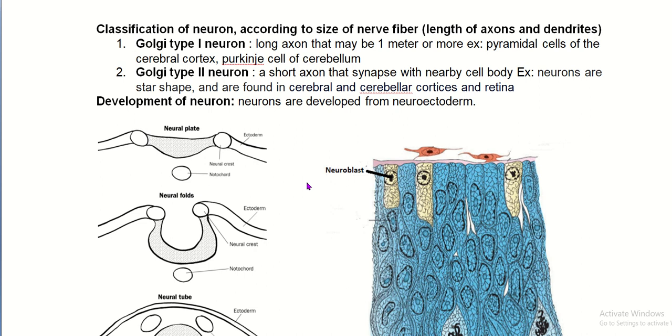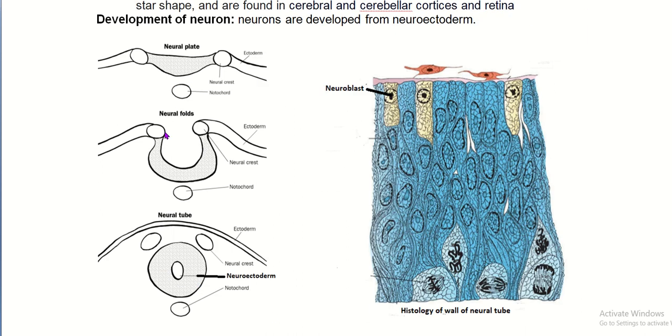The neuron develops from the neuroectoderm. This is the ectoderm. This ectoderm is divided into two parts. This is the neural plate. It becomes neuroectoderm, and this becomes surface ectoderm. This is the neural plate, this is the neural groove, this is the neural fold. The two neural folds come closer and form a tube, and this tube is detached from the surface ectoderm. So it makes the neural tube, and this neural tube is formed by the neuroectoderm.